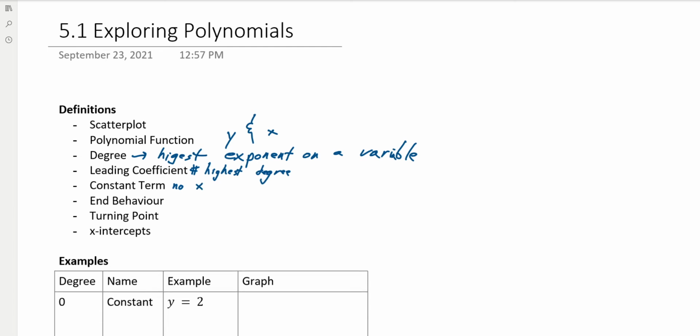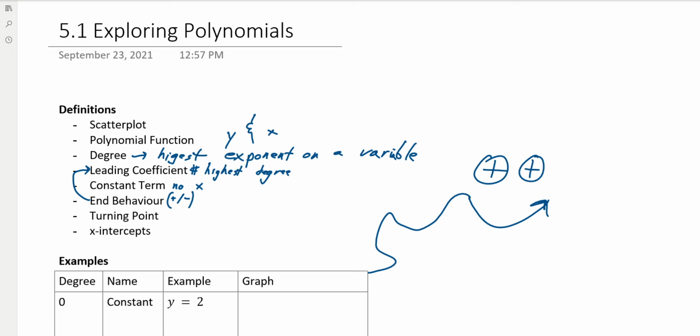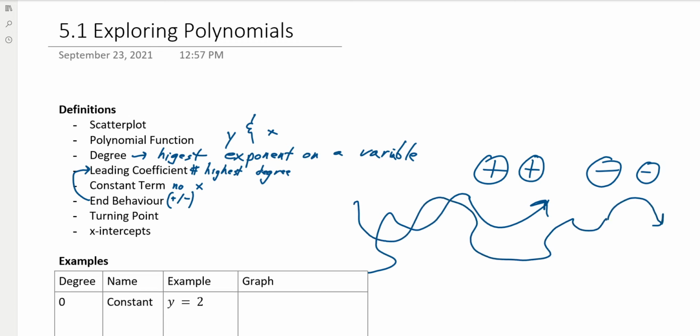End behavior is based off the leading coefficient, and this is based off the sign, positive or negative, of the leading coefficient. A positive will give us a happy or an upwards direction at the end. Okay, we don't really care what happens before that, but it does give us a happy face at the very end. And negative means that we're going to have a sad face. Again, we don't care what happens before that, but at the end it will be sad.